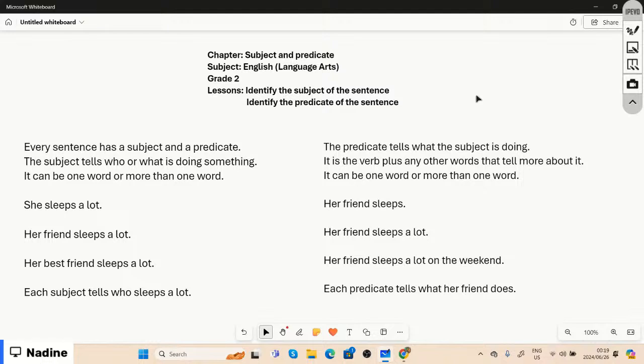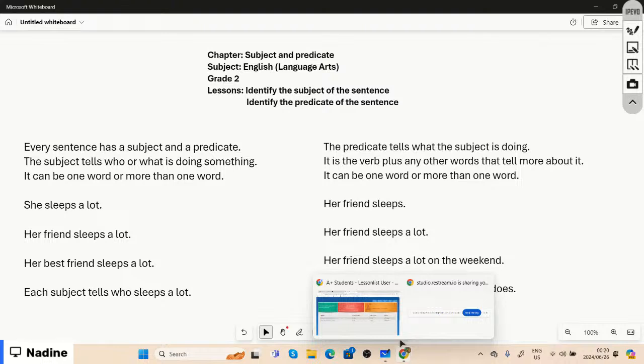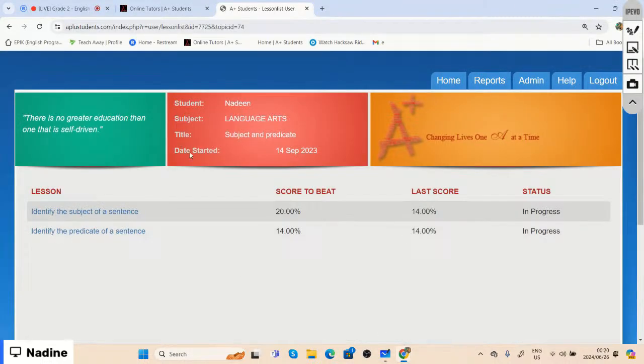So if you were to say my family plays soccer, then my family is the subject, because it tells us who is doing something, and plays soccer is the predicate within that sentence. So well done. All right, so now let's go to aplusstudents.ca, and we said our chapter is subject and predicate. The lesson that we're going to be doing first is to identify the subject of a sentence.